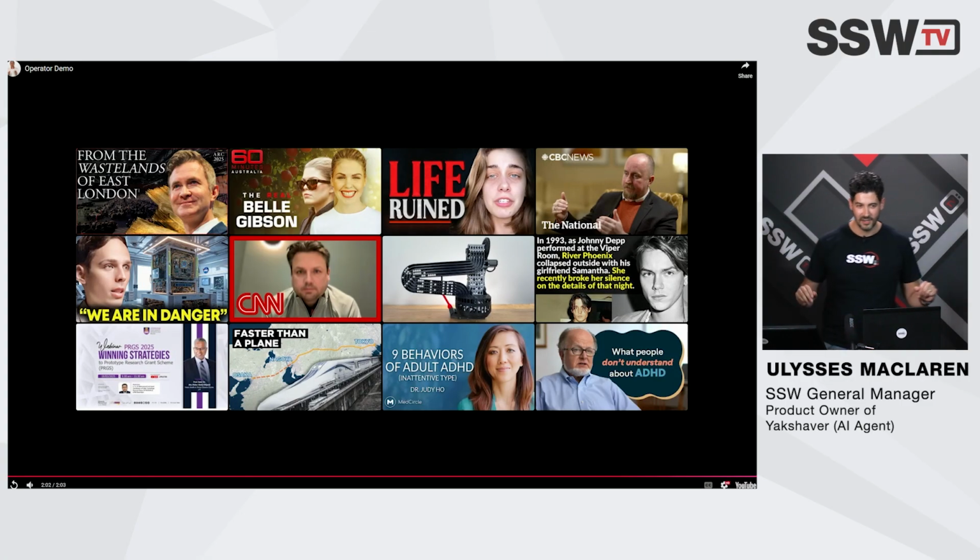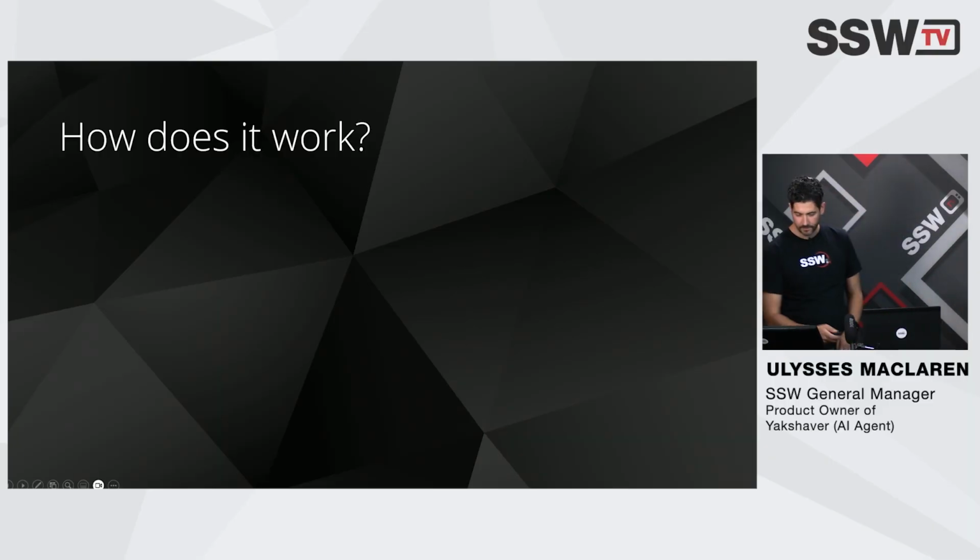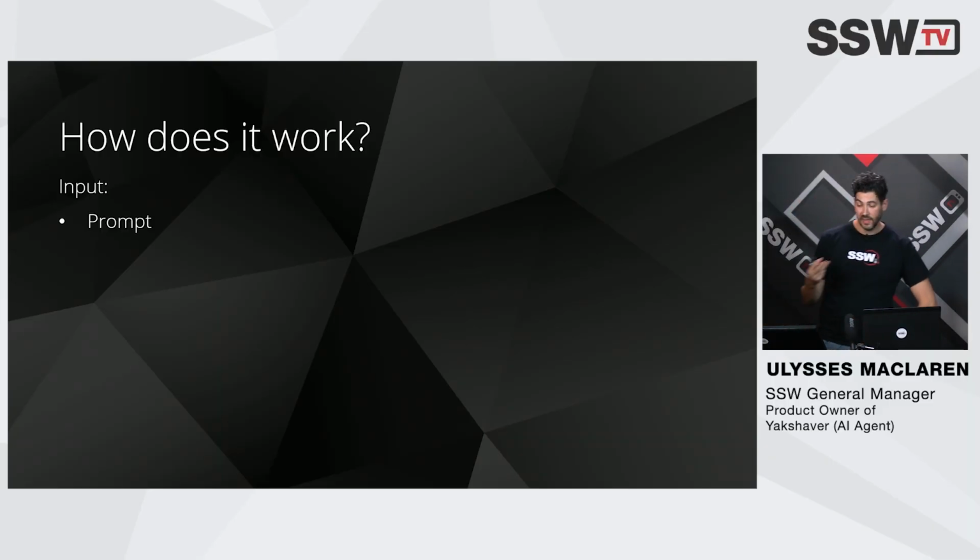I just went, all right, let's see if this works. I gave it a little bit of custom instructions, so it would know some basic details like my name and my address and all that kind of stuff. And then that was it. So how does that work? Well, as the input, you give it the prompt.